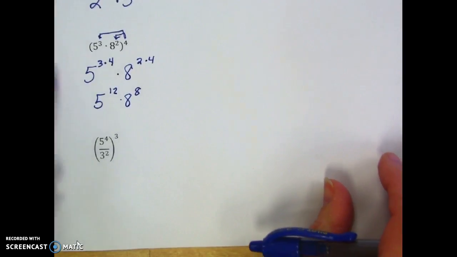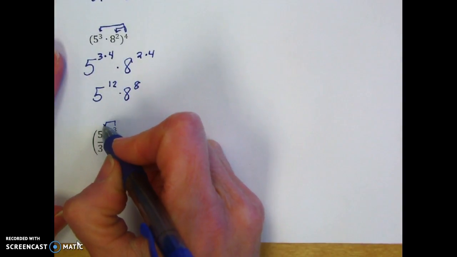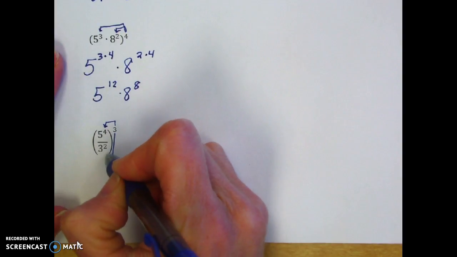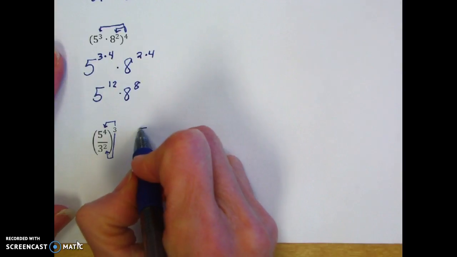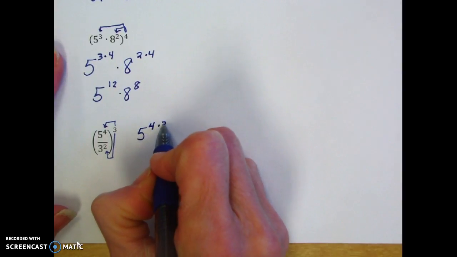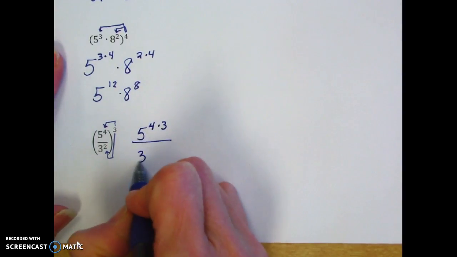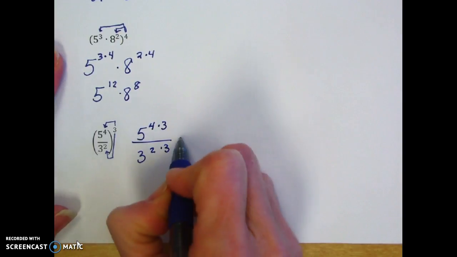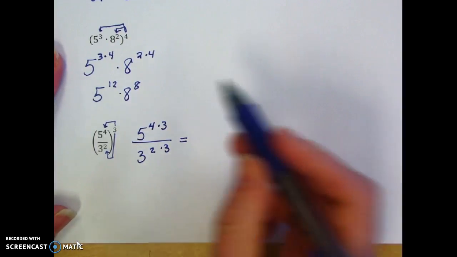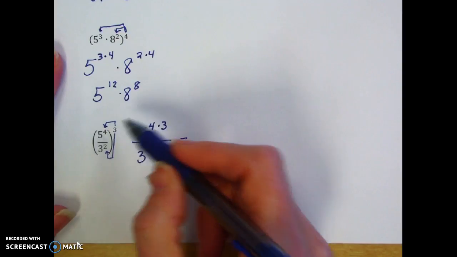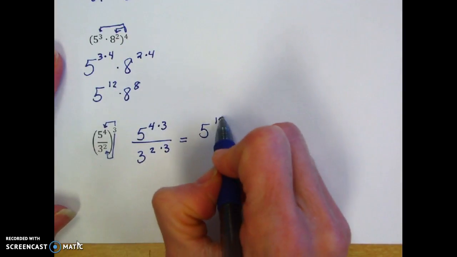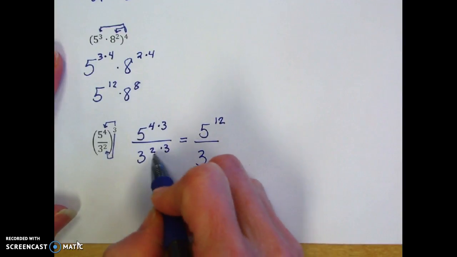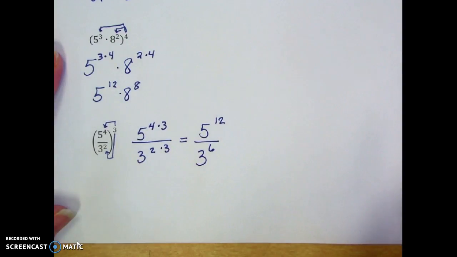Okay, same thing is going to be true if we're dividing. We need to make sure that we distribute this outside exponent to everything inside the parenthesis. So this is 5 to the 4th to the 3rd, and 3 to the 2nd to the 3rd. And we're still multiplying those exponents to put this together inside the parentheses. So this will be 5 to the 4 times 3 is 12, 2 times 3 would be 3 to the 6th power.